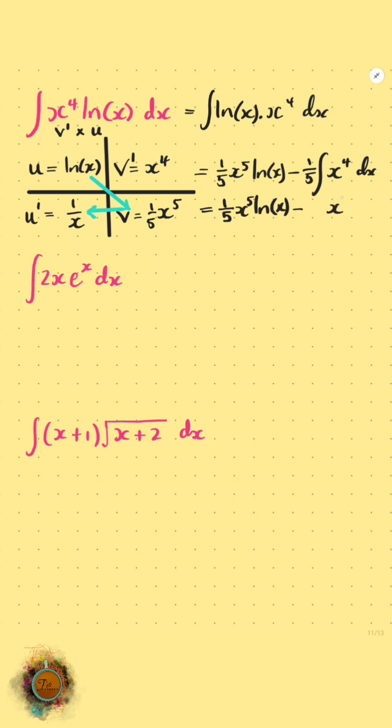So we'll end up with x to the 5 times a 5th. Okay, I'll just put that there. That's the integral, but we've got to multiply that by a 5th again. So that's 1 over 25 plus c. So let's try it for another one.